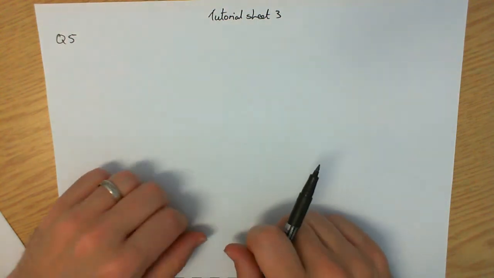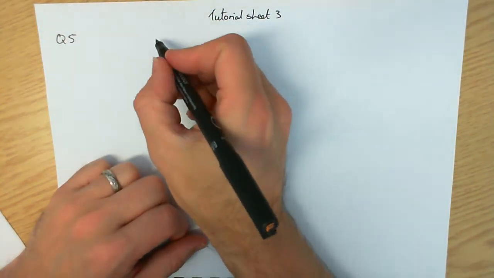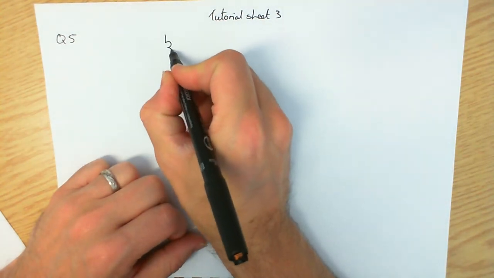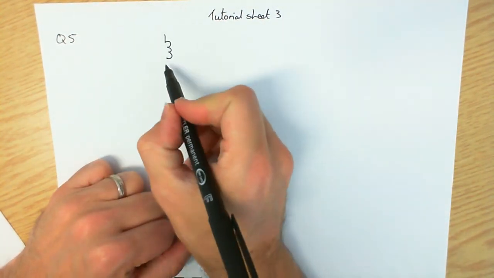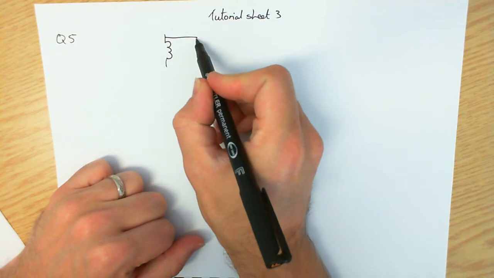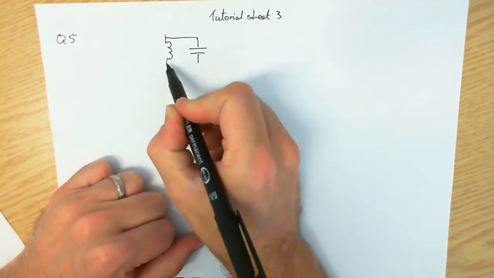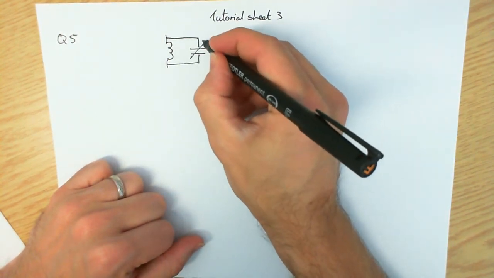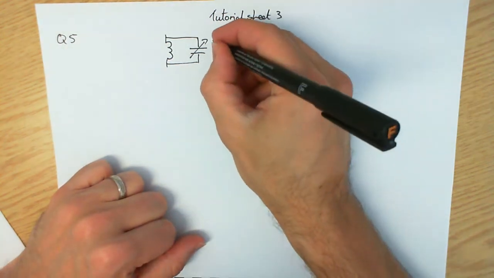Tutorial sheet 3 question 5 is, well, the first part of it is mainly about revising a bit of bookwork about a varactor-diode frequency modulator. So what we have is essentially a circuit which has some inductance associated with it, and in parallel to that we have some variable capacitance, which is due to our varactor diode.